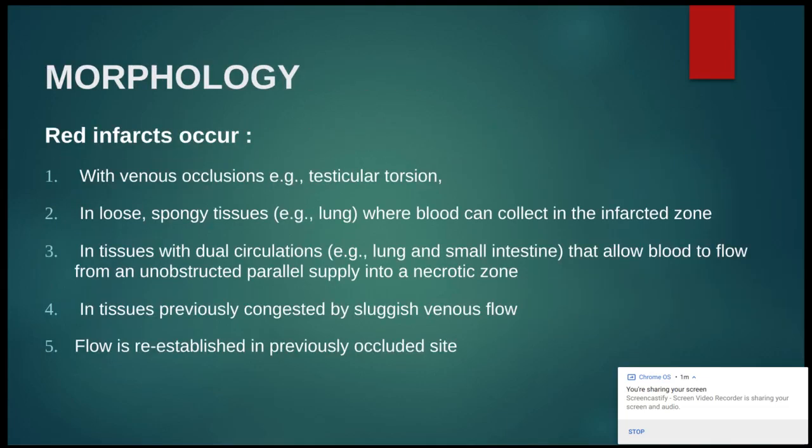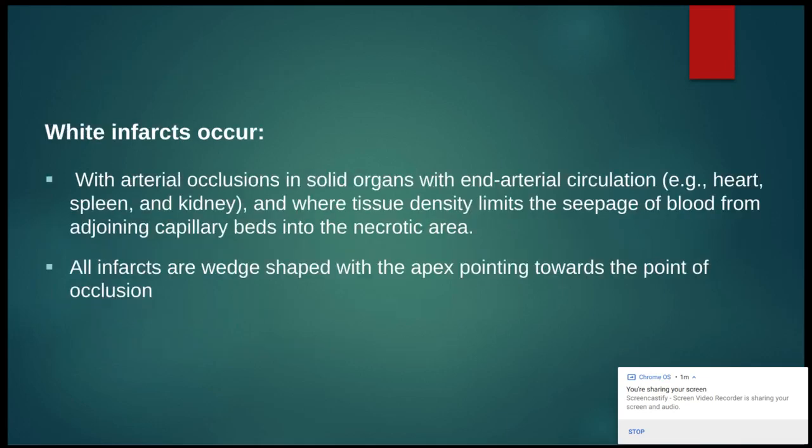Now moving towards the morphology. Red infarcts occur with venous occlusion, in loose spongy tissue, when there is dual circulation, that is in lung and intestine, and where flow is re-established in a previously occluded site. And white infarcts occur with arterial occlusions in solid organs with end arterial circulation, that is heart, spleen and kidney.